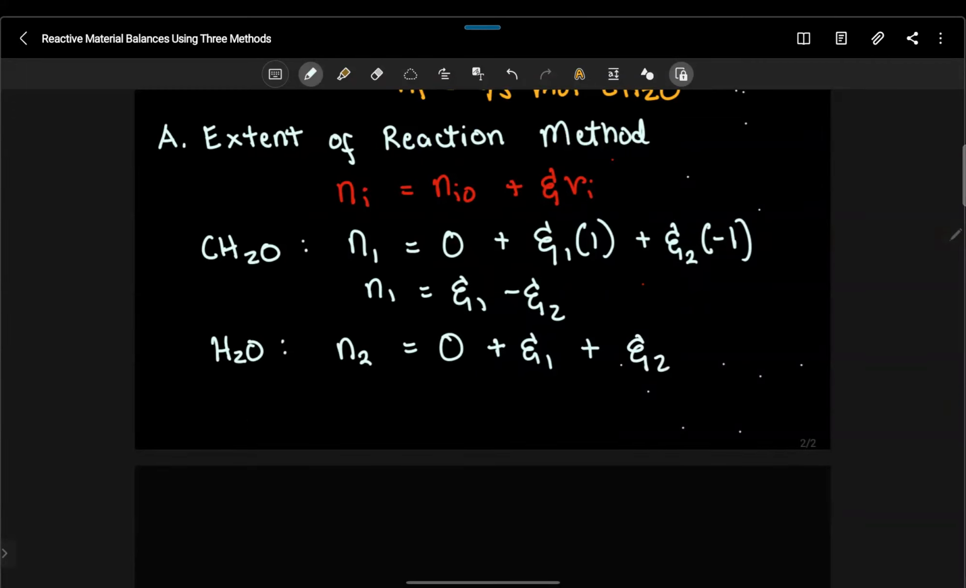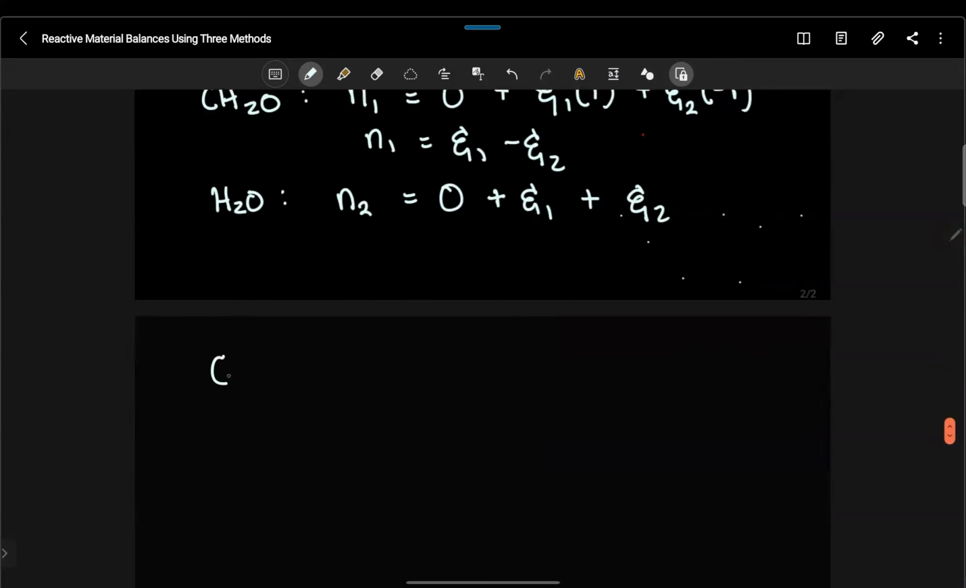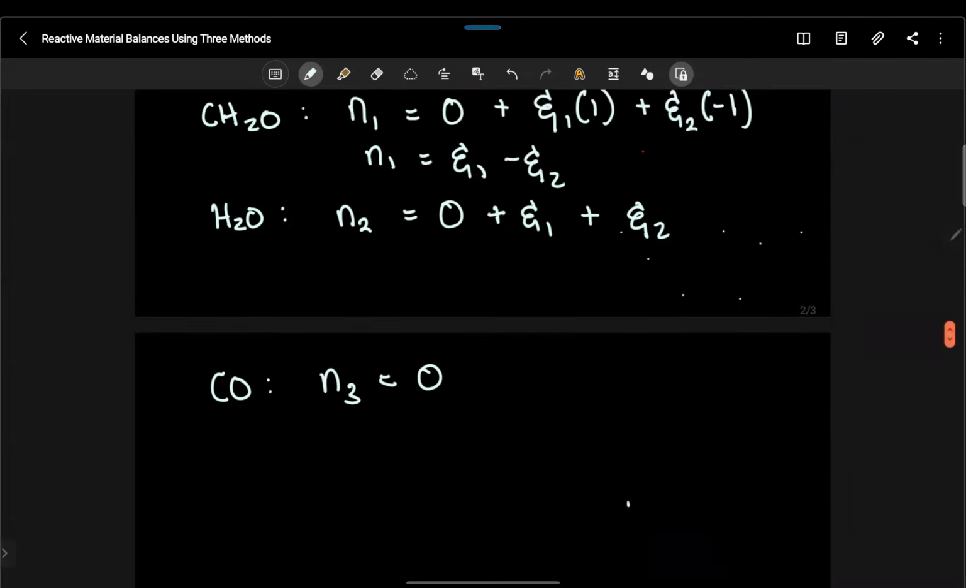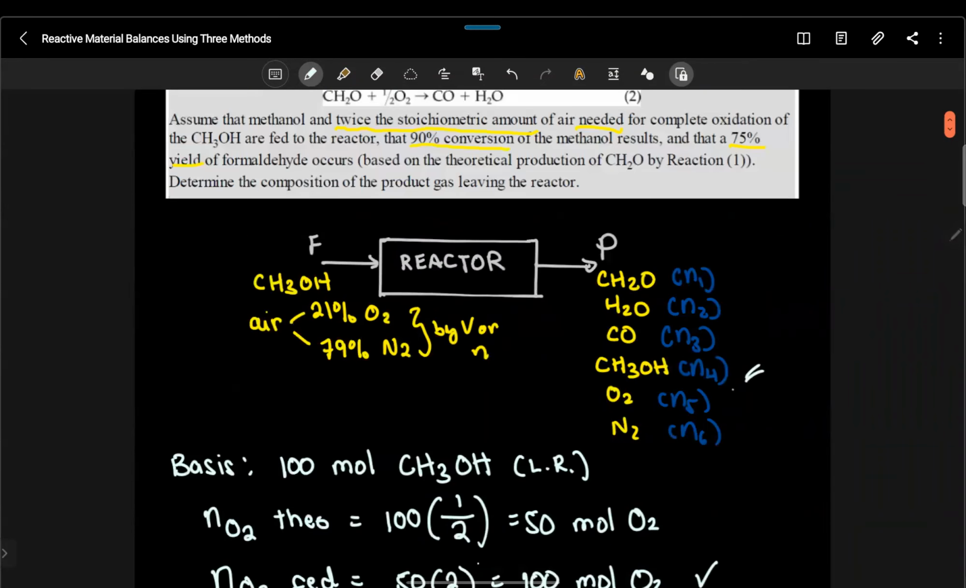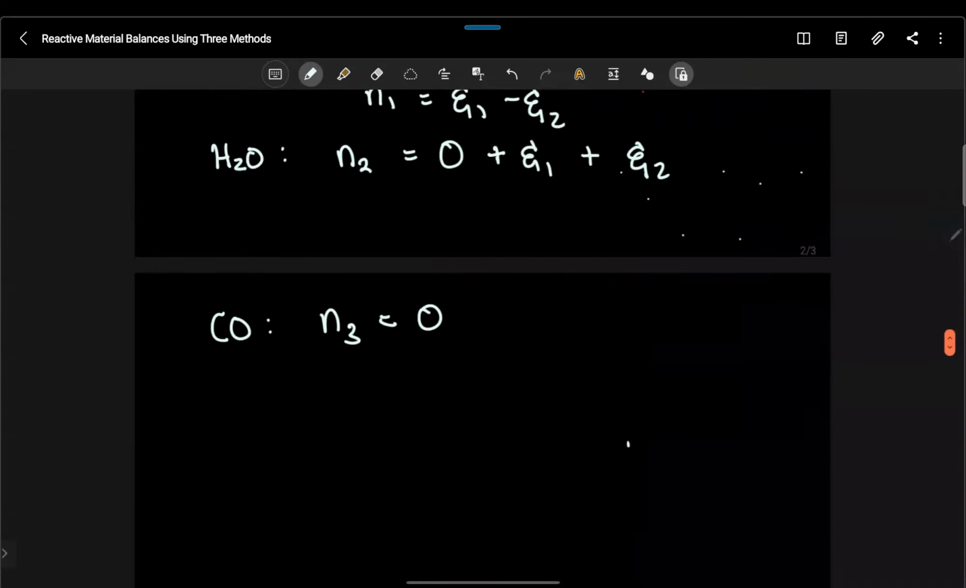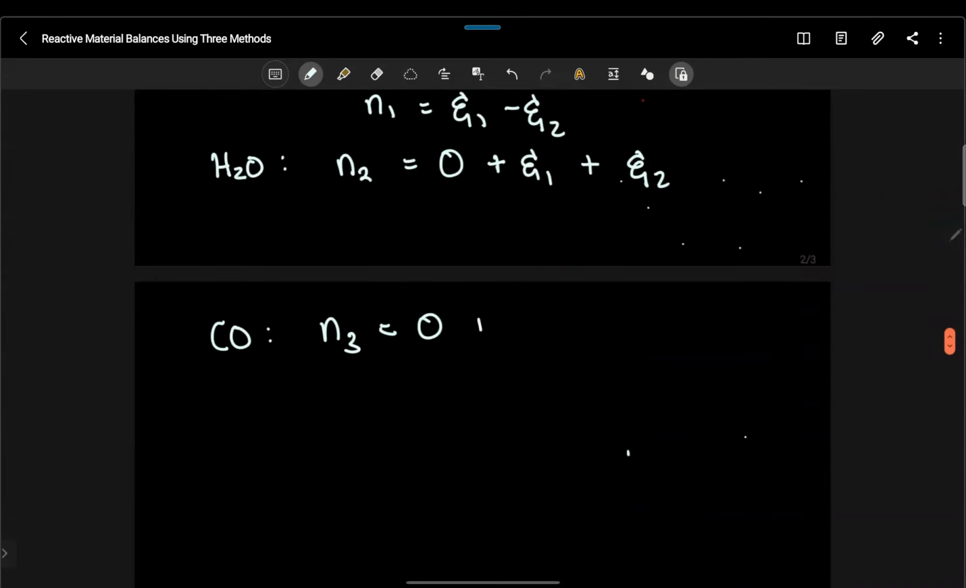Okay. The next species is carbon monoxide. Carbon monoxide gets N3, right? Wala tayong pinasok na carbon monoxide, guys. And si carbon monoxide, it only participates in the second reaction. It's a product in the second reaction. So, plus extent 2 lang, times 1 being its coefficient.